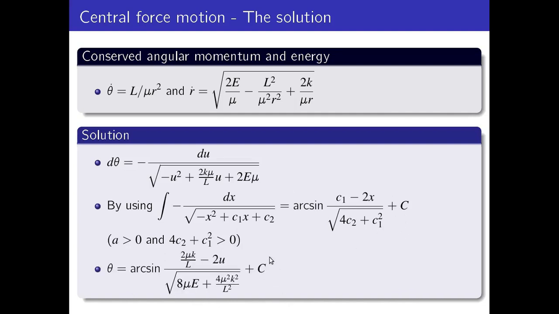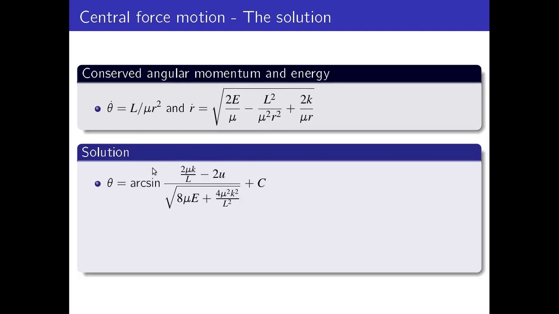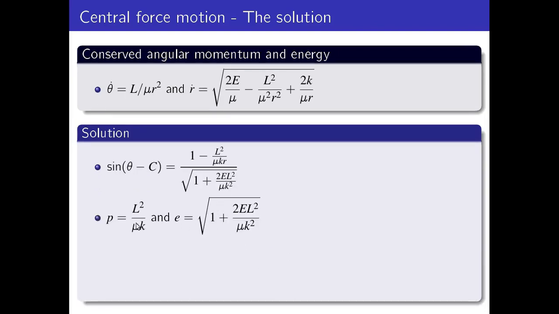Then theta can be obtained in this way, and we will change the variable back and we will make some arrangements. Then one can obtain sine of theta minus c is equal to 1 minus L squared over mu k r, over the square root of 1 plus 2 E L squared over mu k squared. We have obtained the solution and we will make some arrangements. Firstly, we will define L squared over mu k as p and the square root of 1 plus 2 E L squared over mu k squared as e. Choosing these letters will be clear later.